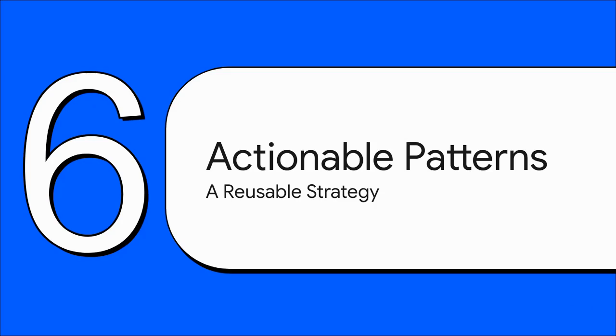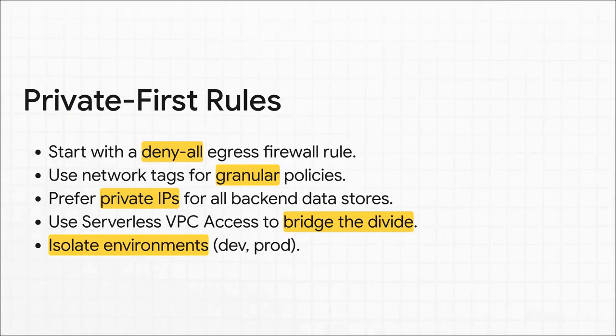So we just built one secure connection. That's great. But how do we scale this thinking up into a real company-wide strategy? That's what our final section is all about, actionable security patterns. This is really about shifting your whole mindset to be private first. Start with a default firewall rule that denies all outbound traffic. Nothing gets out unless you explicitly say so. Use network tags religiously to apply policies instead of messy IP ranges. Make private IPs your default choice for any backend service. And treat that VPC connector as your standard go-to tool for serverless integration. And of course, always keep your dev and prod environments in separate, isolated networks.